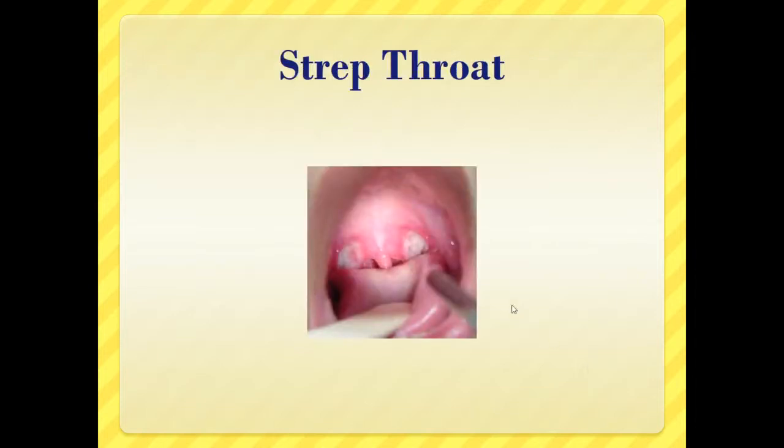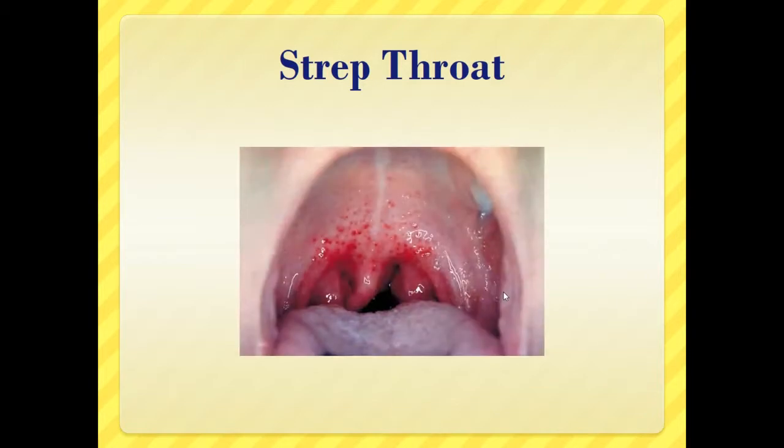Here's an example of strep throat. You see how red the throat is. You see the pus that has accumulated on the back of the throat. Another instance of strep throat where you can, again, kind of see the redness all back in here. See how swollen the tonsils are as well.